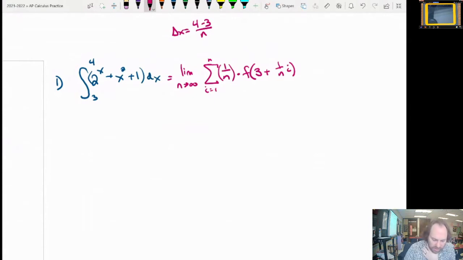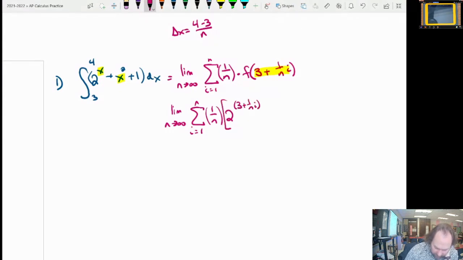The tricky part here is plugging this expression in for x in the original expression, which is going to make it look a little bonkers, but it's not too terrible. It's just important that you understand what's going on behind the scenes here. i equals 1 to n, and we'll keep 1 over n right there. And as far as f of this function goes, it would be 2 to the 3 plus 1 over n times i power. There's your 2 to the x power. Plus, 3 plus 1 over n times i, squared, plus 1. And that's the height of each rectangle that we're going to draw.